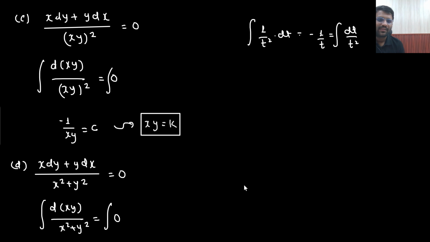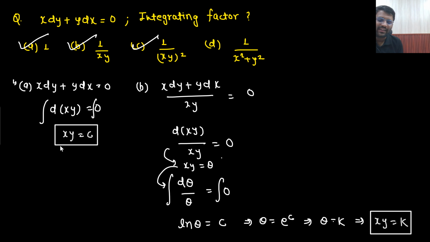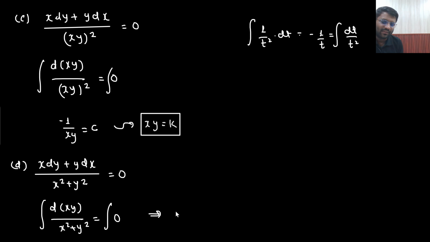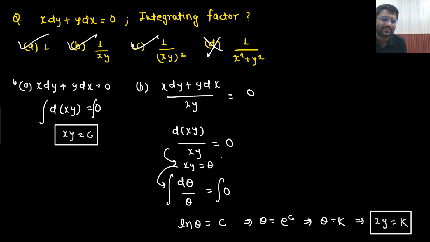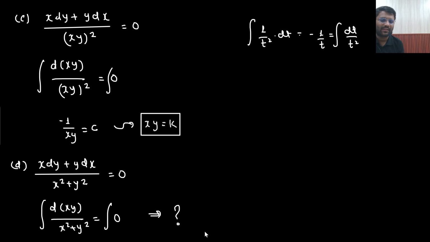You are stuck now. Right? What will you do? Sir, here d of xy divided by xy whole square, directly xy equals c. But what do I do here now? I am stuck. d of xy divided by x square plus y square, you cannot proceed. So it is not making your equation easier. Previously it was easy only. Now multiplying with 1 upon x square plus y square is making it difficult. This does not make any sense. It is not making my work easier. So this is not an integrating factor.